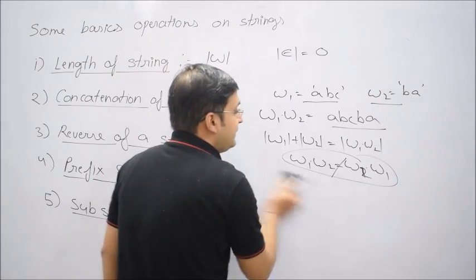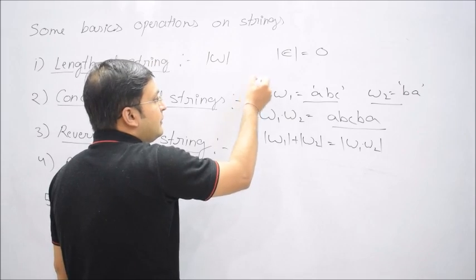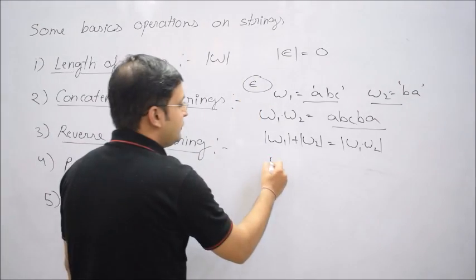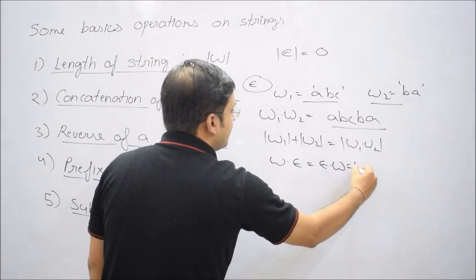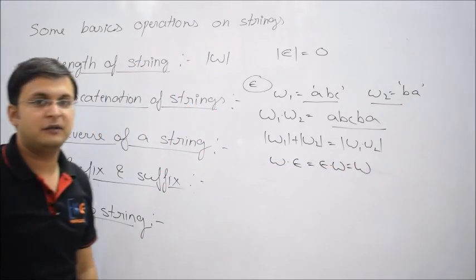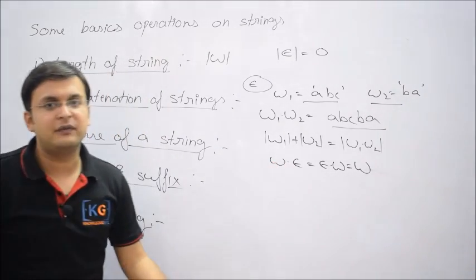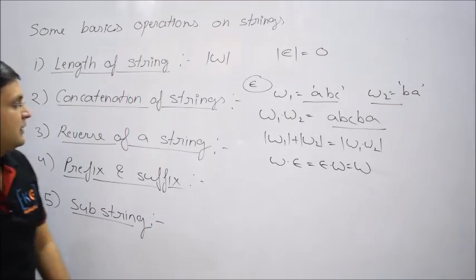Again, can I write like this? I just explained that the length of null string or epsilon is what? 0. So you can write W concatenation with null or null concatenation with W is again equal to what? W. Because if you concatenate a string with a string of length 0, then of course there will be no change at all. So that is how you define concatenation of strings.